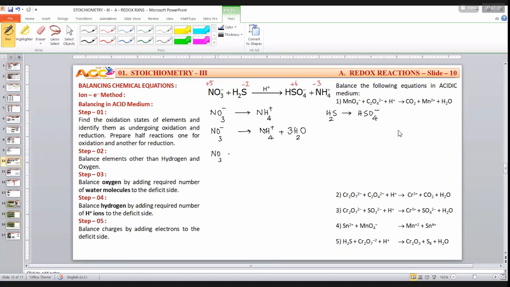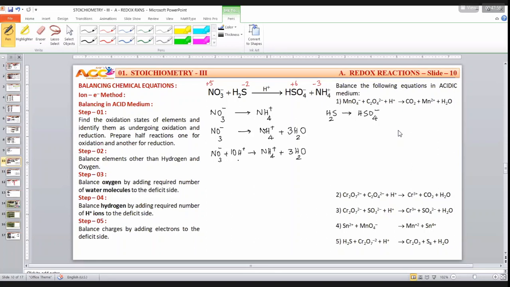Nitrate ion plus, we are having 4 hydrogens and we are having 6 hydrogens. We talk about 10 H plus ions. Gives you ammonium ion plus 3 moles of water. Nice. Everything is finished. Check up.